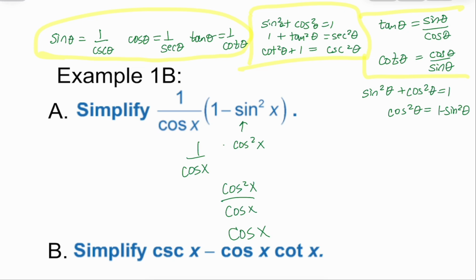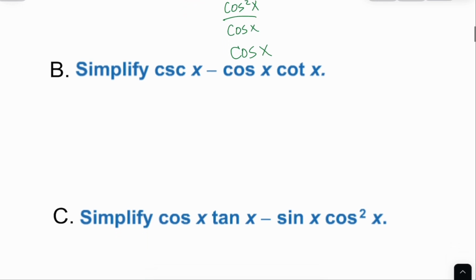So the job that you have with these problems is to take something that has maybe lots of trig functions in it and reduce it down as far as you possibly can using the rules, the 8 rules that you see up there. Okay? So the final answer for that is cosine. Now let's try a few more.